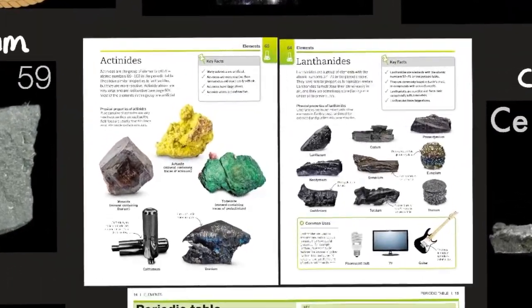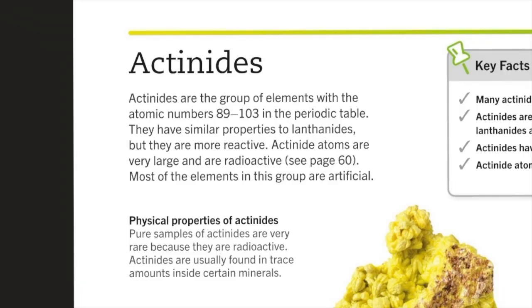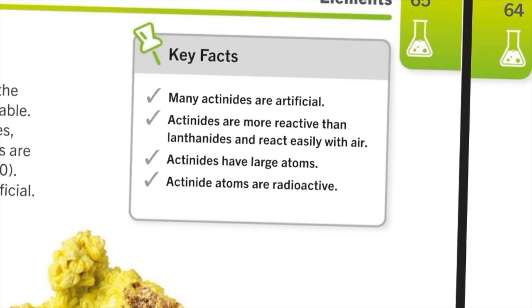Here we have the lanthanides and actinides. Actinides are the group of elements with the atomic numbers 89 through 103 in the periodic table. They have similar properties to lanthanides, but they are more reactive. Actinide atoms are very large and are radioactive. Most of the elements in this group are artificial. Key facts: many actinides are artificial. Actinides are more reactive than lanthanides and easily react with air. Actinides have large atoms. Actinide atoms are radioactive.